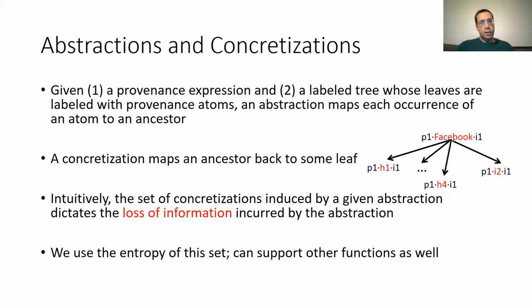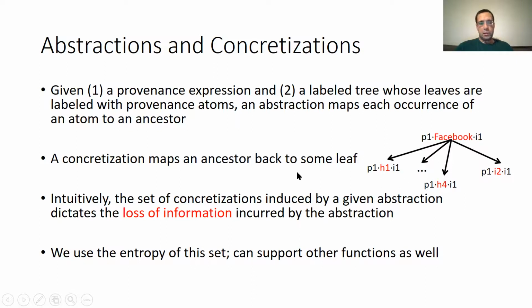So more formally, given a provenance expression and the label tree whose leaves are labeled with provenance atoms, an abstraction maps each occurrence of an atom to an ancestor. And then a concretization is the kind of inverse of abstraction. It maps an ancestor back to some leaf. And of course, we're not sure that we are going back to the same leaf. So if we map the expression to P1 times Facebook times I1, a concretization may map Facebook to any leaf in its subtree, and we get different concrete provenance expressions.